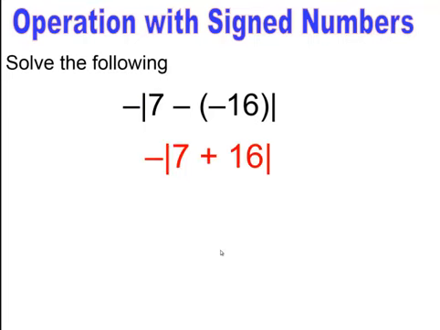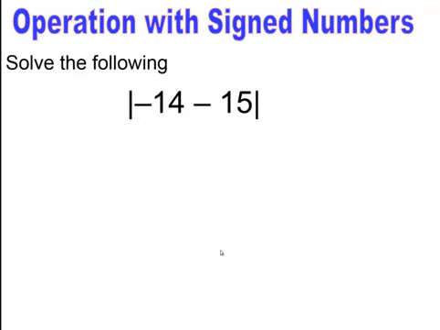So notice here inside the absolute value, you had a double negative. You had to deal with that first. So that double negative changes to a plus. Now you're going to add the numbers inside, and then you're going to take the absolute value. The absolute value of a +23 will come out as a +23, and then you apply that negative that's on the outside of the absolute value. So your answer here would be a -23. Pause and try.